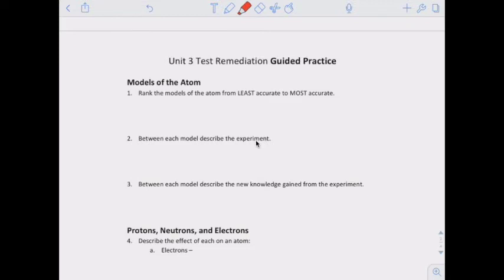And then Ernest Rutherford, with the Rutherford gold experiment, shot alpha particles at gold to determine that there was a nucleus. The next question says for each model, describe the new knowledge gained from the experiment. With Dalton, we determined that there was an atom.